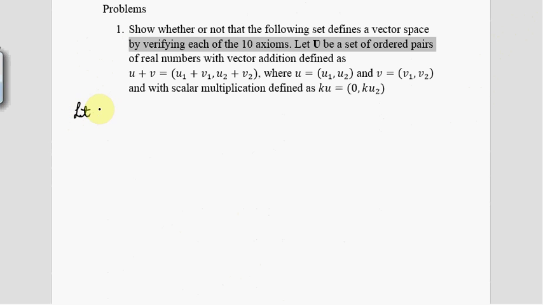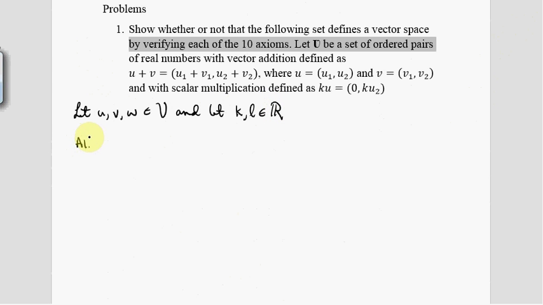So we first begin by saying let u, v, and w be within this set of vectors. We need three vectors, especially to show the associative property. And let k and l be scalars.